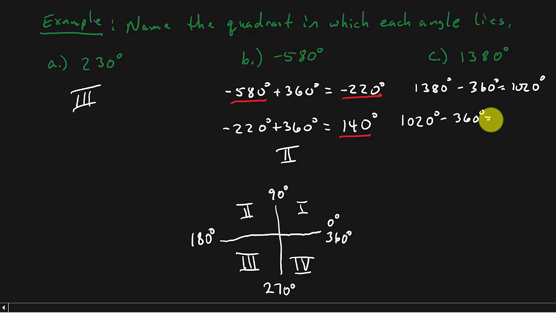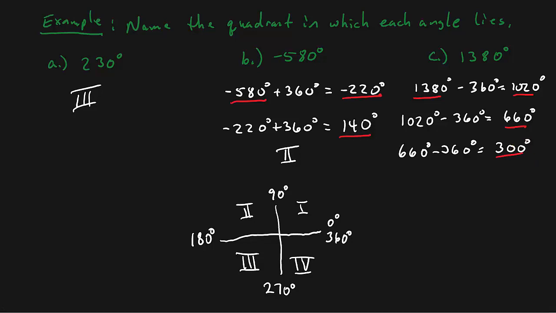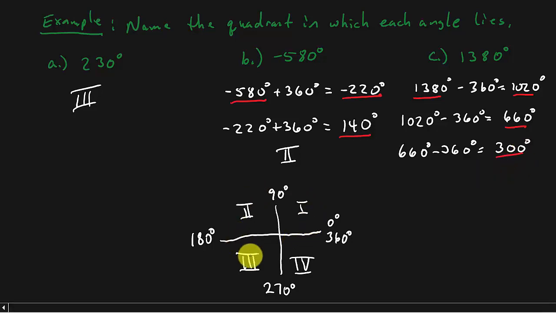We'll subtract 360 from that. That is 660 degrees. We're still not between 0 and 360, so let's take 660 and subtract 360, and that is 300 degrees. So remember, just like in part B, this angle, this angle, this angle, and this angle all have the same terminal side because they're coterminal angles. So which quadrant is 300 degrees in? Well, that's in the fourth quadrant because it's between 270 and 360.